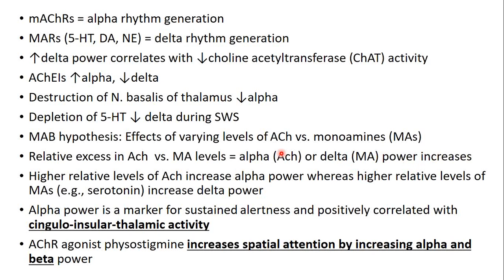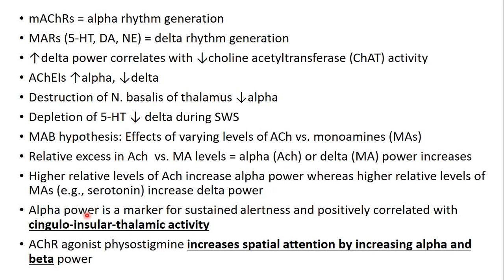And when there's a relative excess in acetylcholine versus monoamines, we can have more alpha, or more delta from monoamine power. Now sometimes alpha goes along with beta, not always. Sometimes theta goes along with delta. We don't always know that. But in most brains, at least this alpha-delta balance, we know about it and it does occur. High relative levels of acetylcholine increase alpha power, whereas high relative levels of monoamines, primarily serotonin, but also norepinephrine and dopamine, increase the delta power.